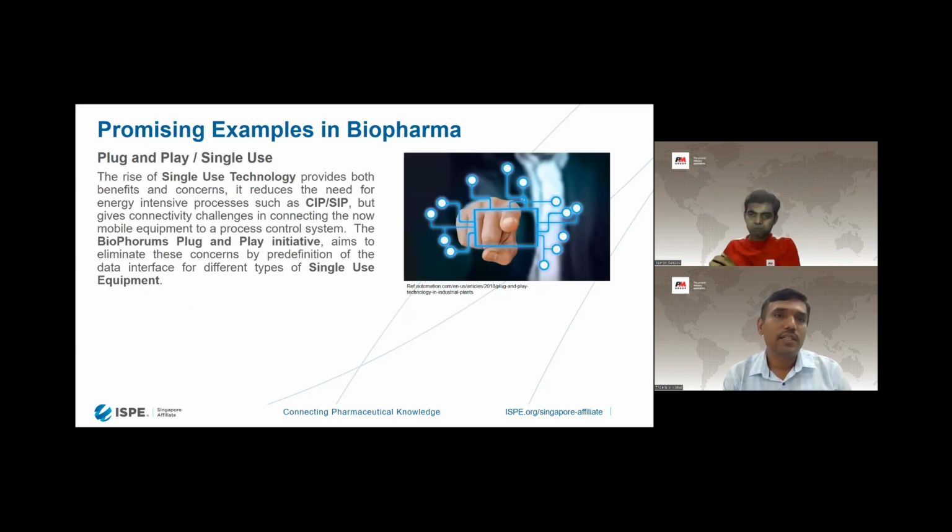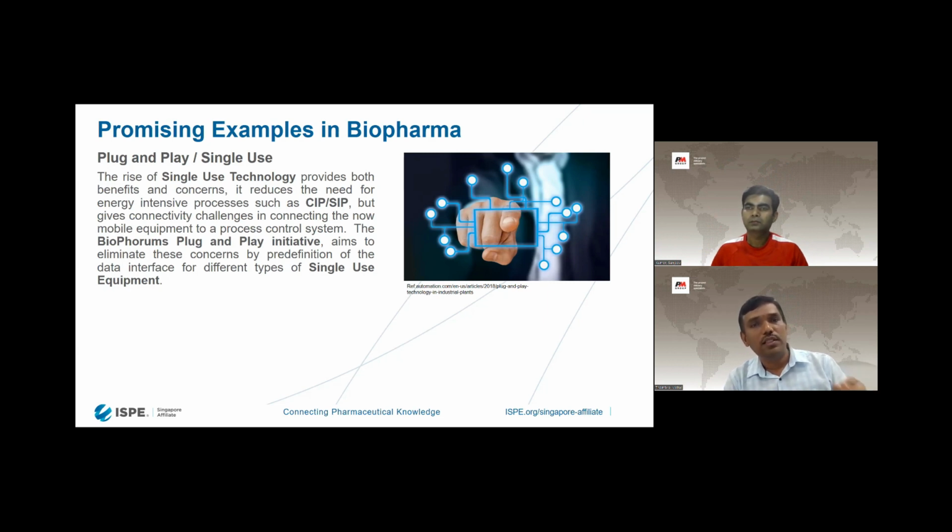So the first thing is plug and play and single use. As we know, in biopharma nowadays we are talking about single-use technologies. It provides both benefits and concerns. It reduces energy-intensive processes like CIP and SIP. But while doing that, maybe we have some special analyzers, and we need to conduct some special testing there.